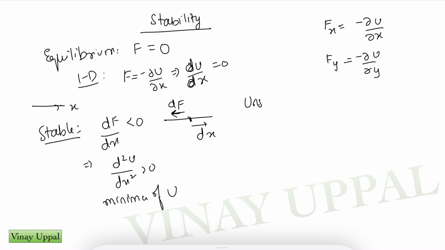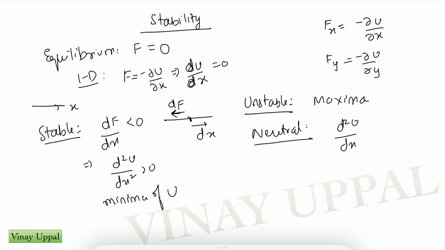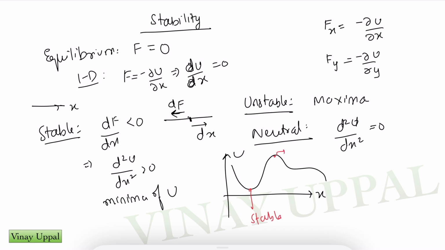Similarly, unstable equilibrium would be the maximum of potential energy, and neutral equilibrium is a point of inflection where d2u by dx squared is 0 as well as the slope is 0. Suppose you have a graph of potential energy versus x, something of this sort. This will be a stable equilibrium position, this point will be unstable, and here where the slope is 0 and the double derivative is also 0, that will be a neutral equilibrium.